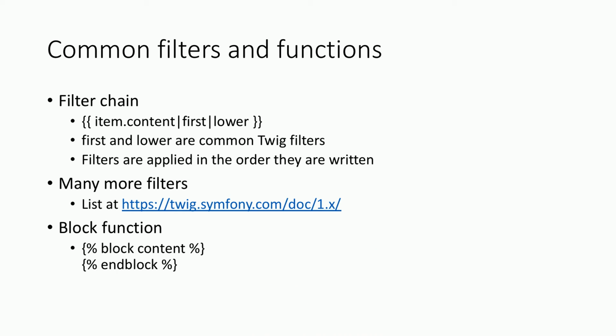Common filters, in addition to the filter, the chaining. We can apply more than one filter to a variable at any given time. So in this case, I have my item.content. I want the first element of that array, and I want to take the first element of that array and change it to lowercase. So first and lower, common Twig filters, they're going to be applied in the order they're written. It's first going to look for the first element of the item.content array, and then it's going to convert it to lowercase for me.